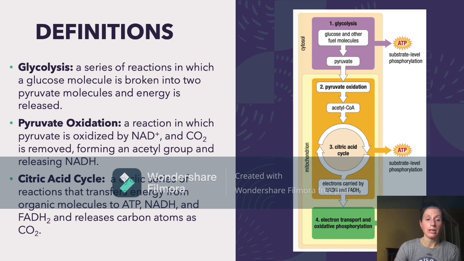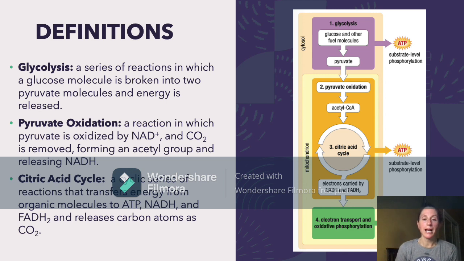We see there's another one down here, FADH2, which is another electron carrier. So it's just a means to get electrons from one molecule to where it needs to use those electrons to make energy. Okay, again with pyruvate oxidation, we have the NADH being produced, and carbon dioxide is also being produced.